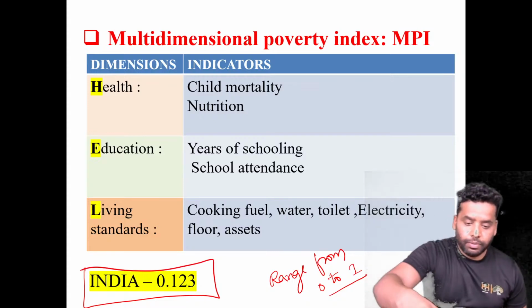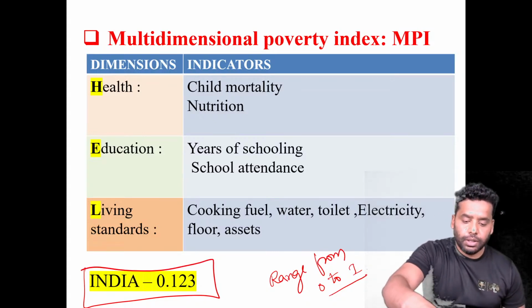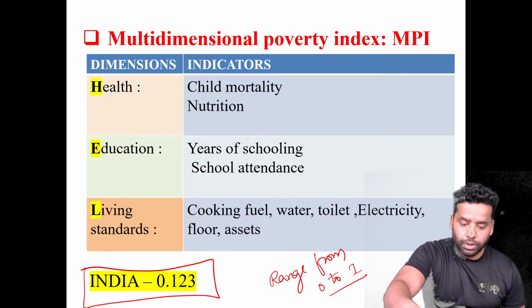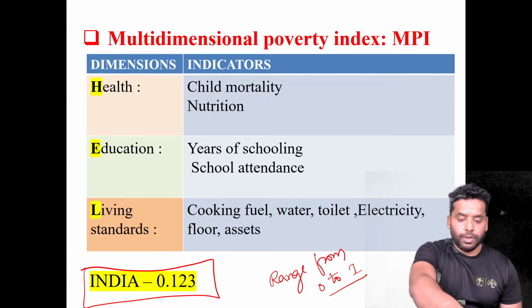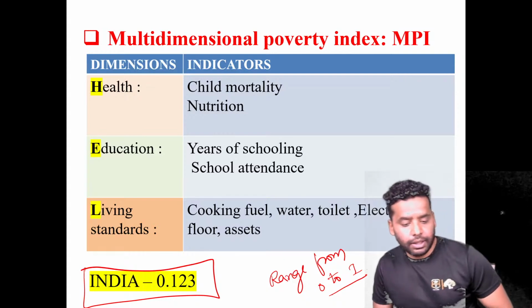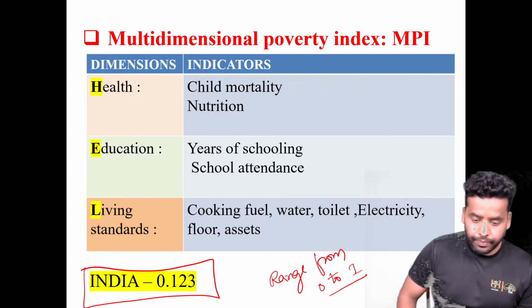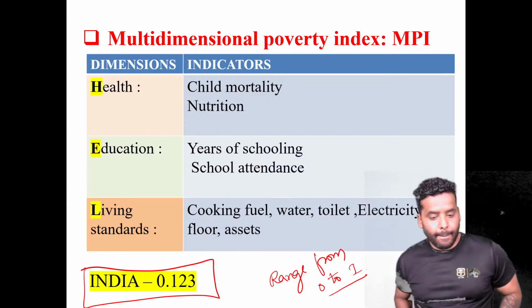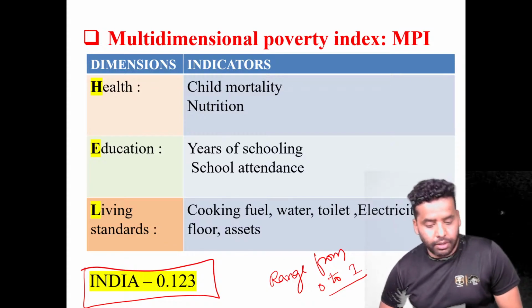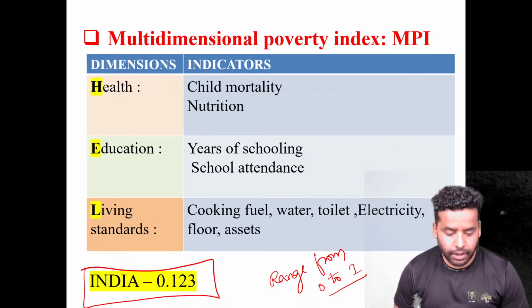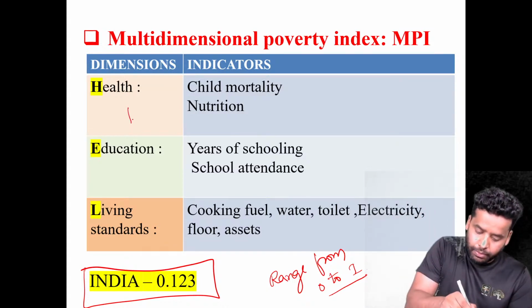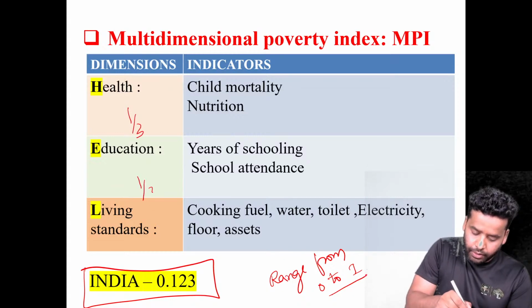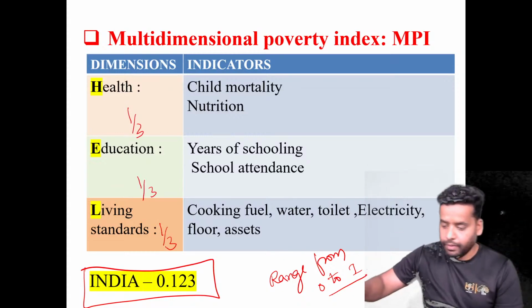So the value of MDPI ranges from 0 to 100. True or false? The value of multidimensional poverty index ranges from 0 to 100. True or false? False statement. Good. Correct. So did you note all the points? The relative importance? Tell me yes or no. We have finished the 3 index also.